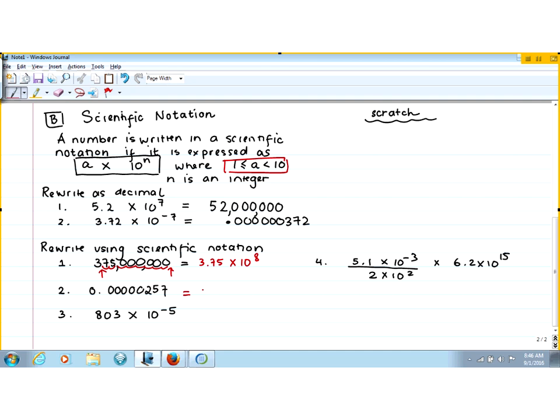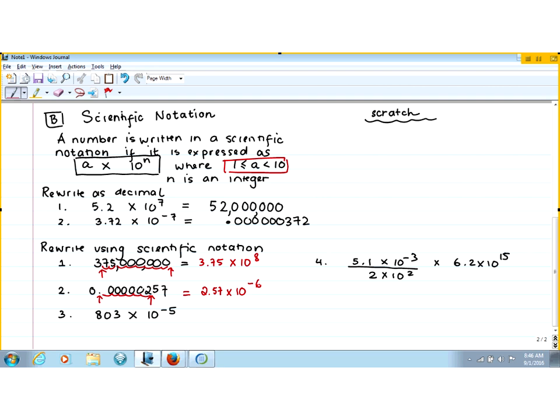How about the second one? Yes. So why do I need 2.57? It's the same thing. It has to be between 1 and 10. Yes. So 2.57 times 10 to the what? Let's see. 1, 2, 3, 4, 5, 6. Yes, negative 6. Are we okay so far? Okay. Now what about these?